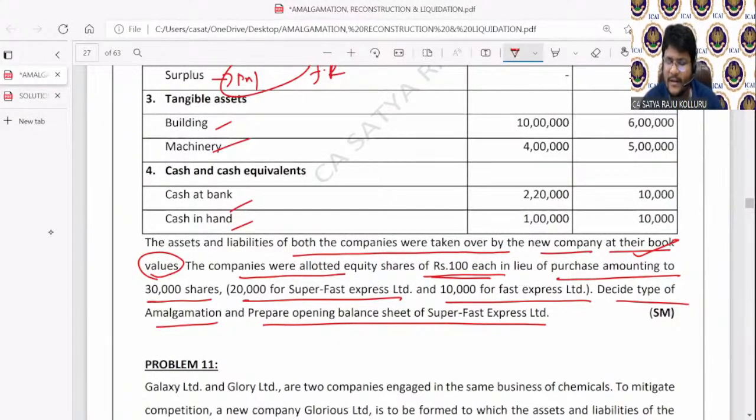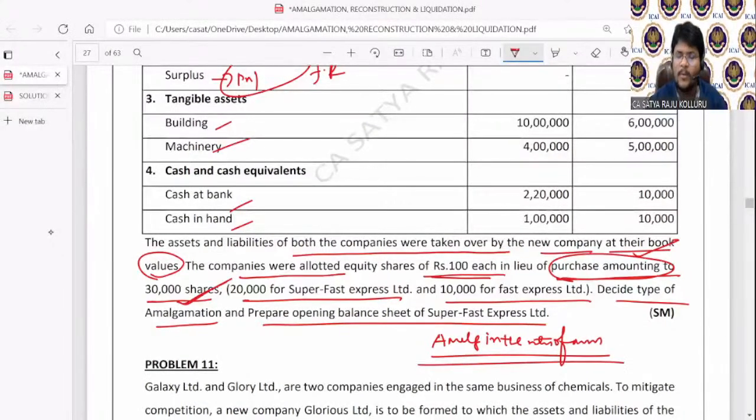If all the assets are taken over and liabilities are also taken over, all at book values only, and if you check here, the purchase consideration is also being made in the form of fully paid up equity shares. That's why we can treat the amalgamation as amalgamation in the nature of merger. Tell me, guys, it is amalgamation in the nature of merger.